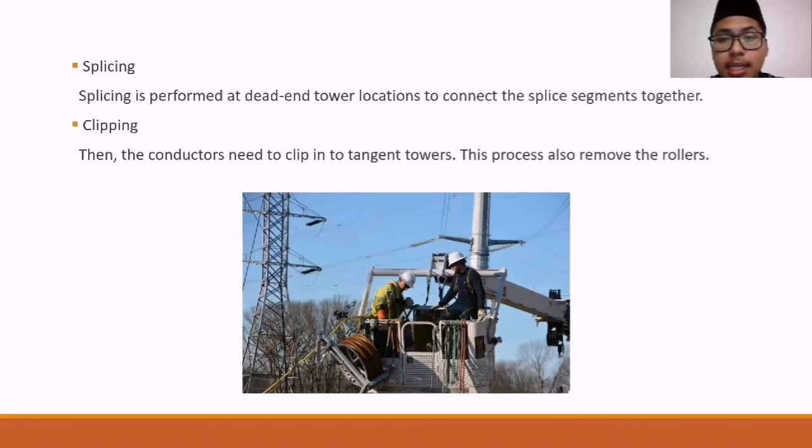Next, lastly, this is the last step for stringing wire for an overhead transmission system: clipping. The conductors need to be clipped into the tangent towers. This process also removes and replaces the clamps and the final hardware to secure the conductors in the insulators. Moreover, in this step, it installs vibration dampers and spacers between the conductors.